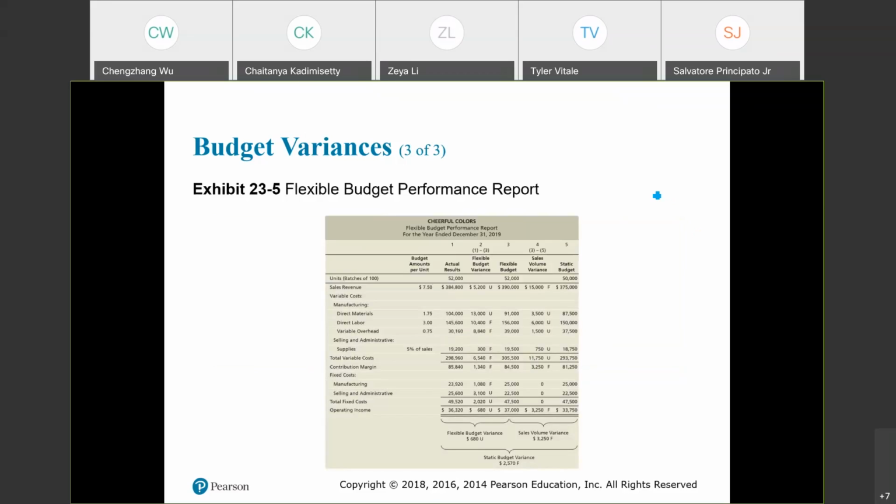This slide is the company's flexible budget performance report for 2019. Recall that the variances in the second and fourth columns are favorable if the actual amount increases operating income, or unfavorable if an actual amount decreases the operating income. So let's take a look.